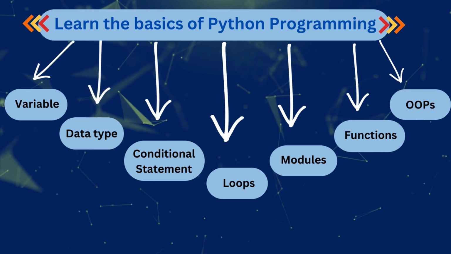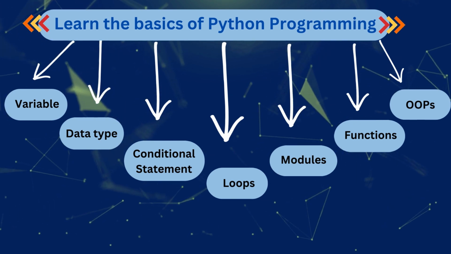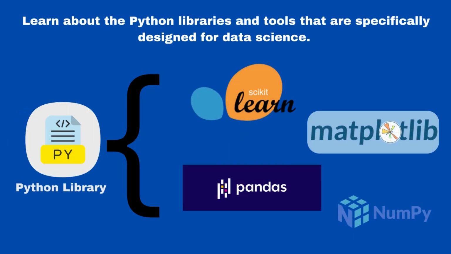Okay, when you are prepared with these topics, in our second step you need to learn about the Python libraries and tools that are specifically designed for data science. For example, Python libraries like pandas, numpy, matplotlib, sklearn, these kinds of libraries are used in data analysis and machine learning, which is a part of data science. So after preparing the basics of programming, you need to learn some Python libraries which we use for data science.